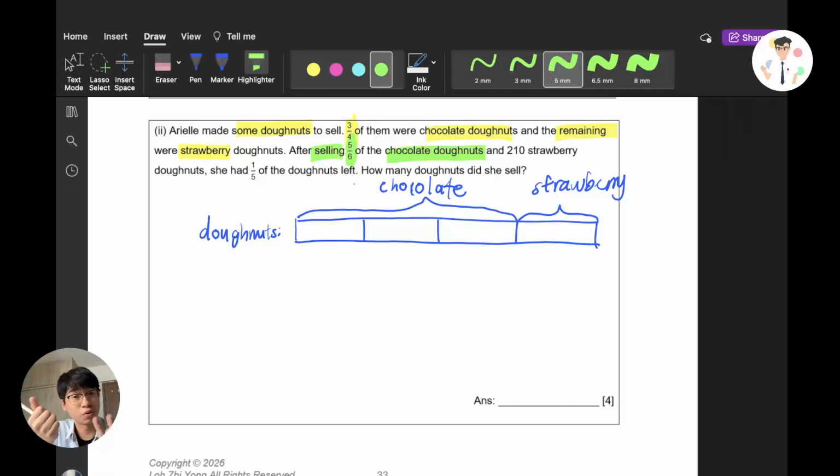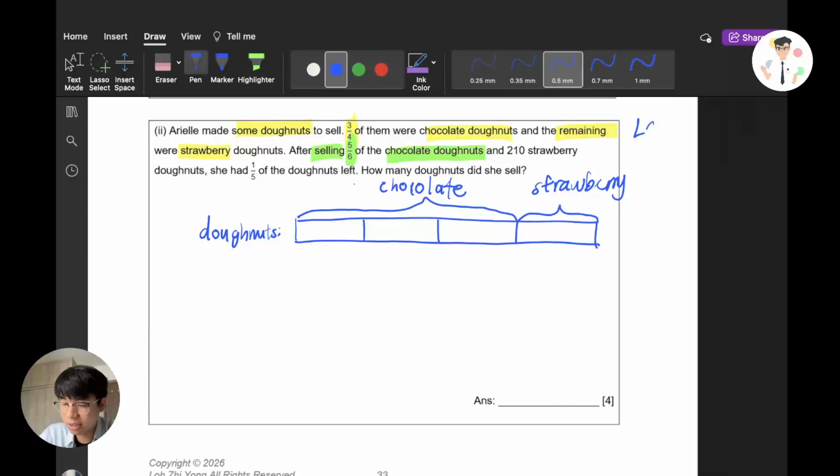Then what should I do? Yes, these two are supposed to be the same, but they're not the same. So you're supposed to make it the same. I'm looking for LCM. Yes. So what is the LCM of 3 and 6? Yeah, you should know it's 6. And up here, the 6 here is already 6. So I don't need to change anything.